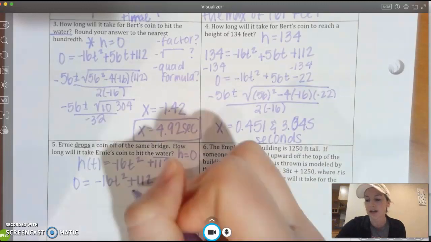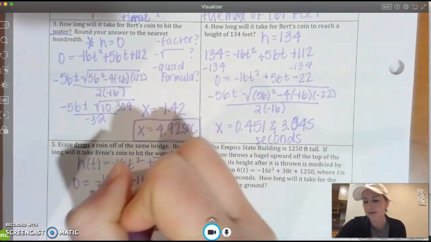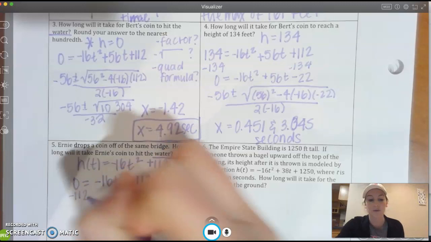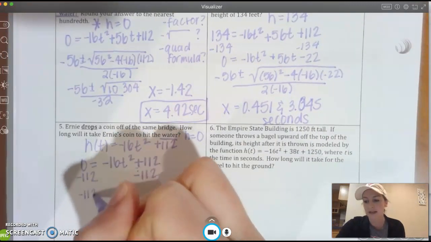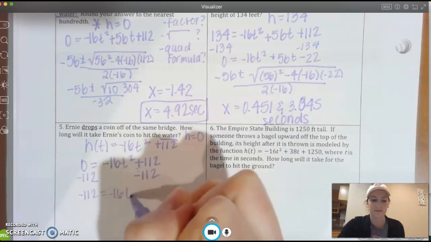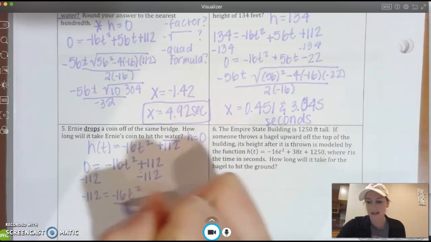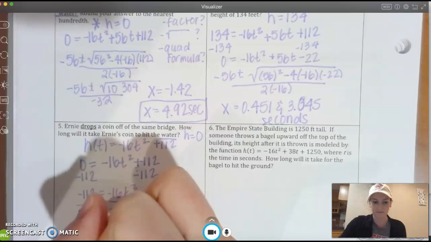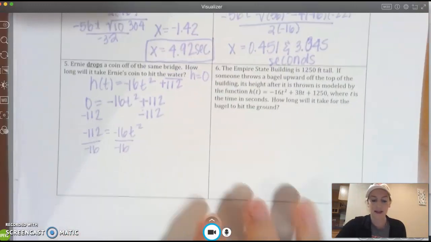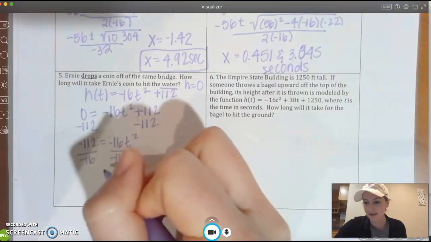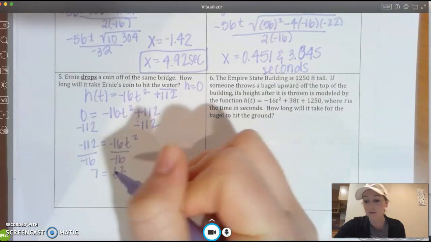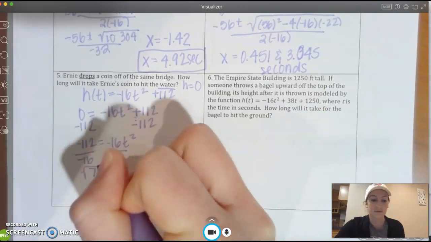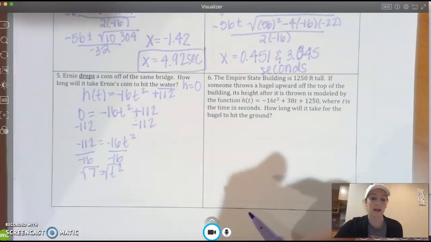I'm personally a fan of the square root method. To do that, I'm going to subtract 112 from both sides, because I want to solve for t squared with the square root method. And so I get negative 112 equals negative 16t squared. I divide both sides by negative 16, and that's going to give me 7 equals t squared. To solve for t, I take the square root of both sides. And remember, I'm going to get plus or minus.